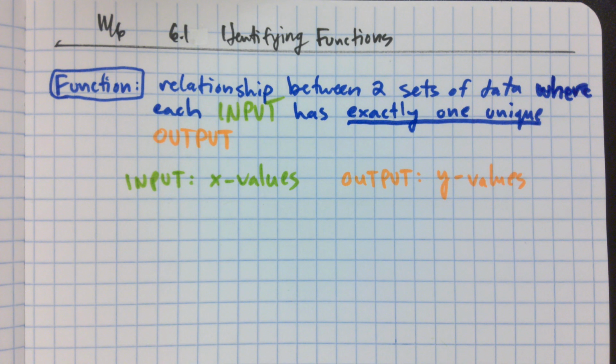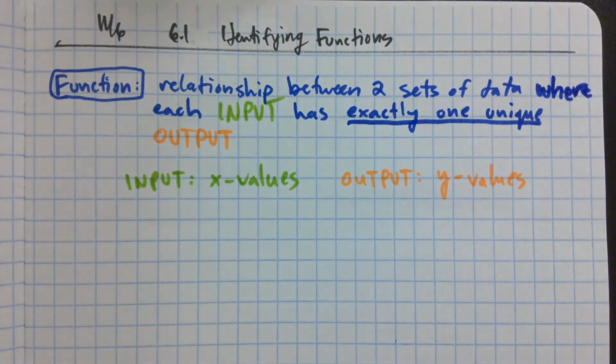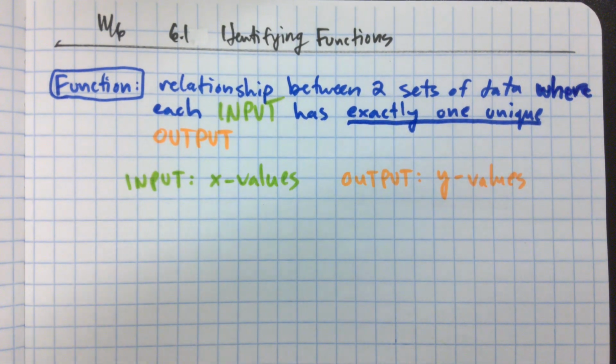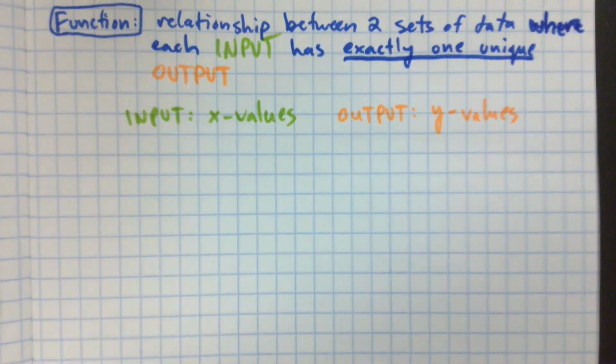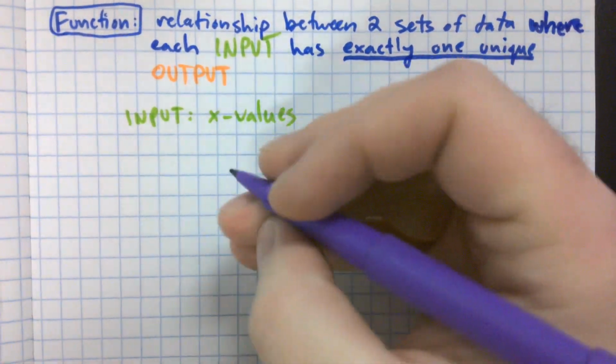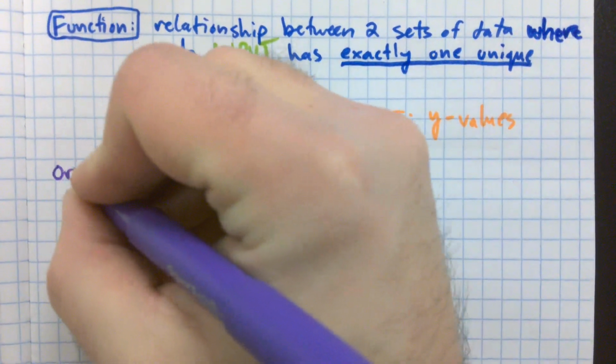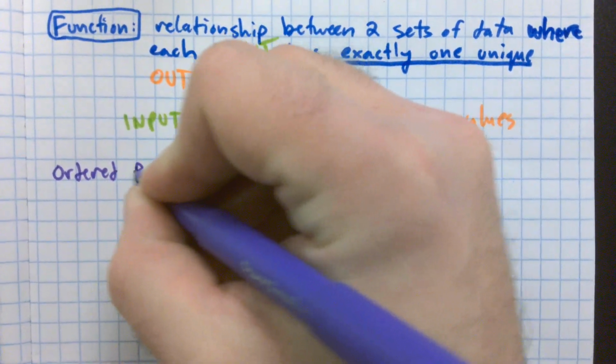So we're going to be taking a look at functions from 4 different aspects in this unit: identifying, describing, evaluating, and comparing, as we see on our table of contents. Today we're just going to start with identifying. So we're going to be able to identify functions from 3 different situations. The first being ordered pairs.